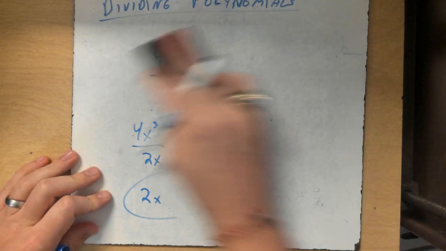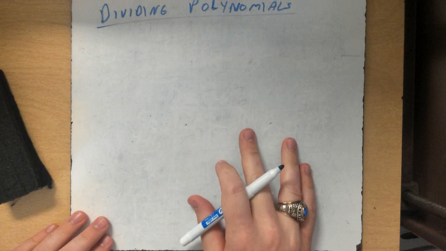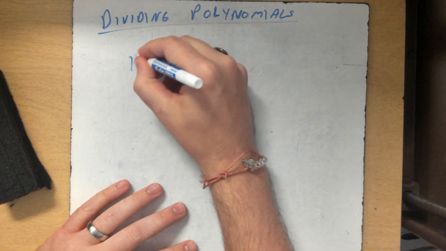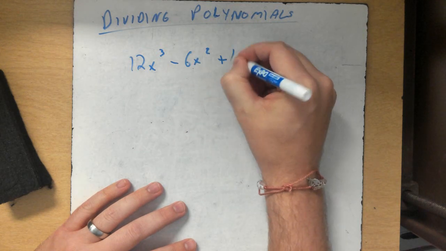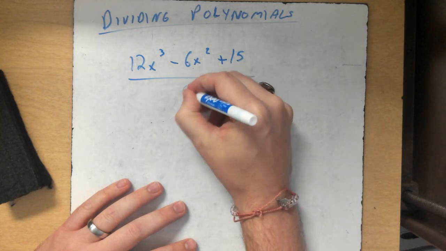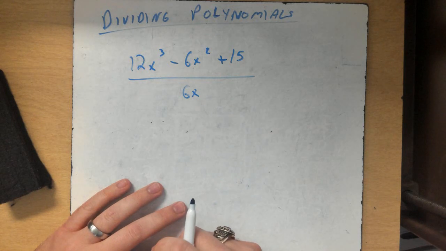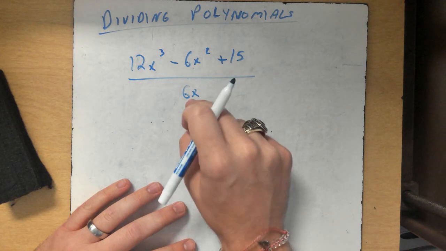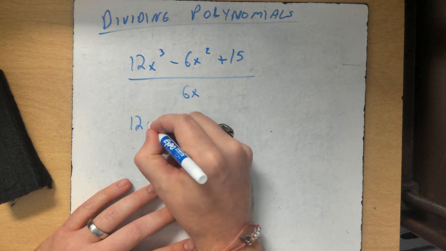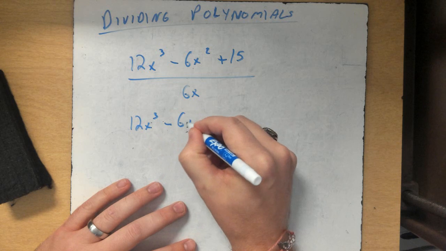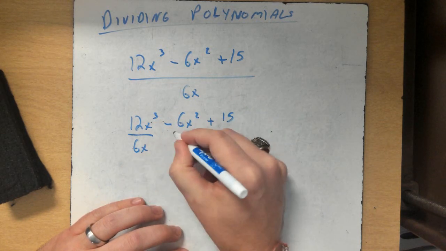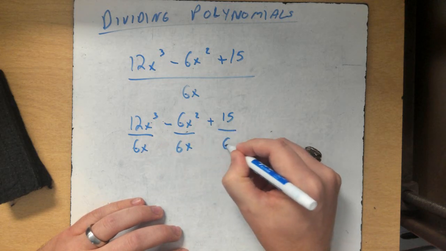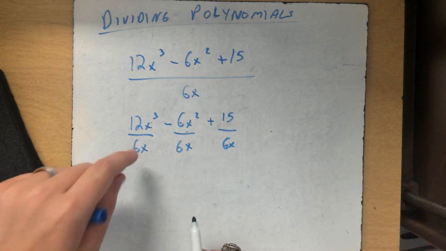All right, so another example. Let's go 12x to the third minus 6x squared plus 15, all divided by 6x, okay? So I'm going to split this up into 3 different parts. Each of my top terms is going to be paired with my bottom term. So I'm going to do 12x to the third minus 6x squared plus 15, and then we're each individually going to be over 6x. Okay? And then we're going to take it one by one.